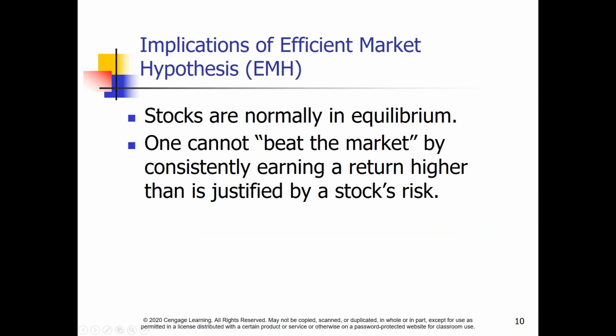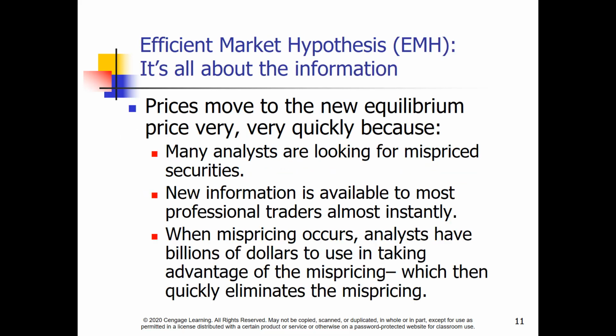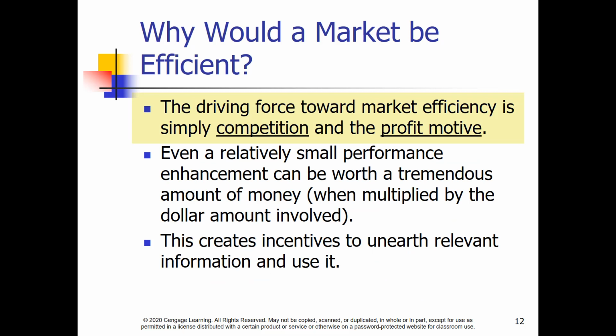The key point for us is that if markets are truly efficient, then stocks are normally in equilibrium. It is not possible to consistently beat the market. Stock prices do get out of sync, but are quickly found by analysts, and price pressure is exerted to bring prices back in line. Market efficiency is maintained due to competition and the basic profit motive. For most of us, finding a small mispricing would not yield a profit after transaction cost. For professional traders managing huge sums, a small per-share profit can translate into millions of dollars.